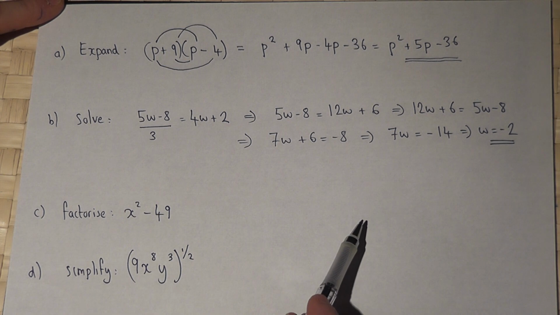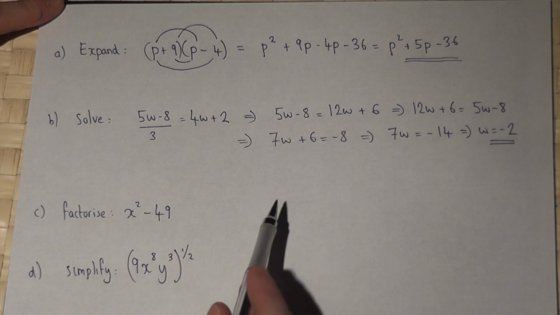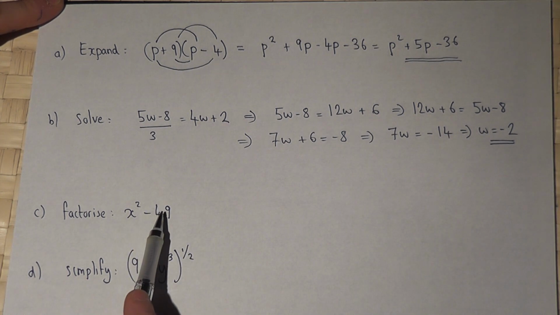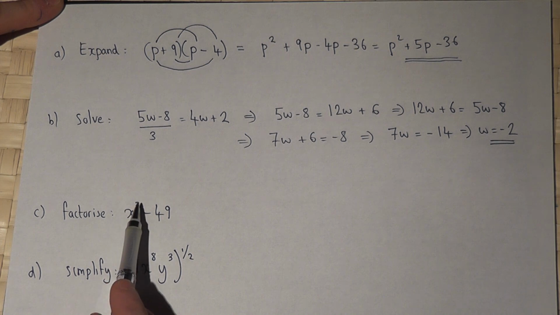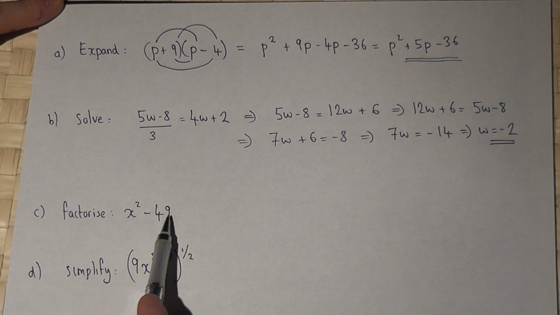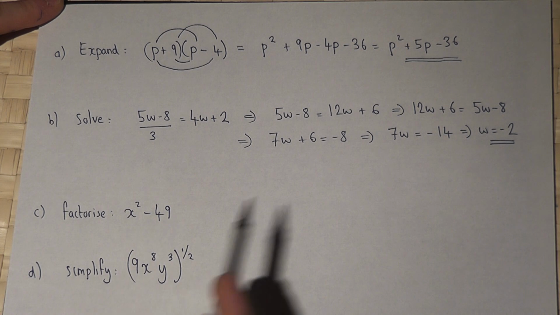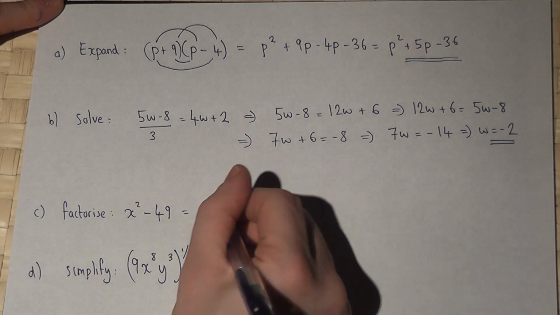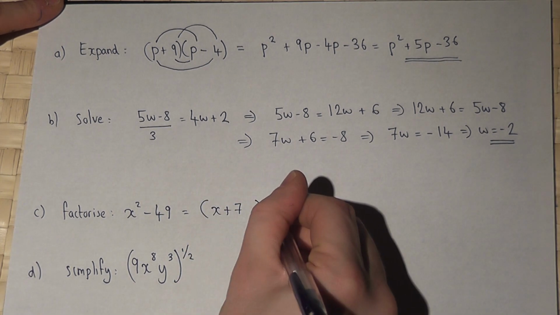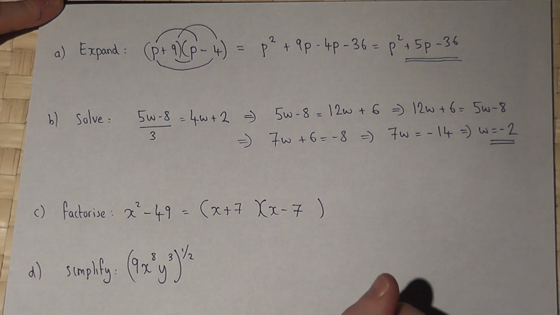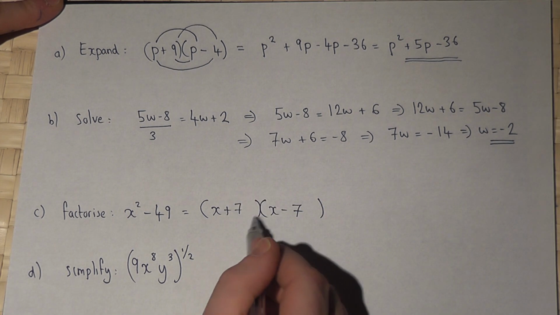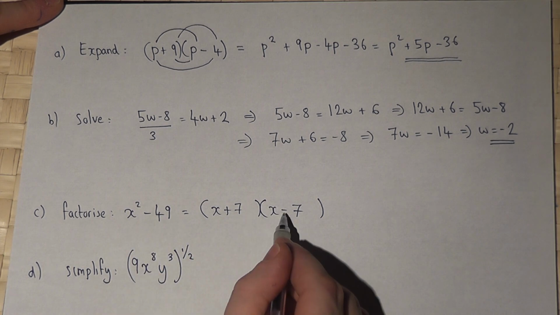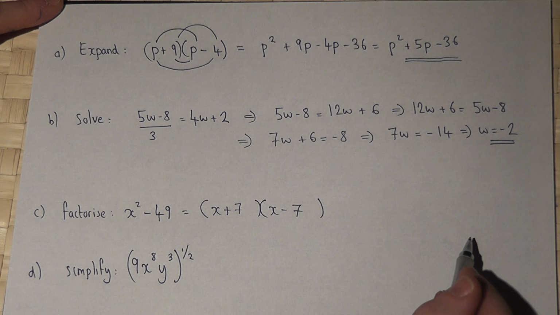In part C, we're asked to factorise, which means put back into brackets. Now this is a special case. It's called the difference of two squares. That's a square, that's x squared. That's also a square, that's 7 squared, and there's a difference. Now this factorising comes in a double bracket, and it's x plus 7 and x minus 7. The reason being, we have an x squared, 7x takes 7x gives no x's, but 7 times minus 7 is minus 49.